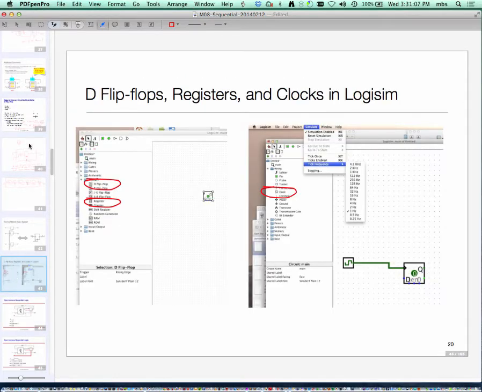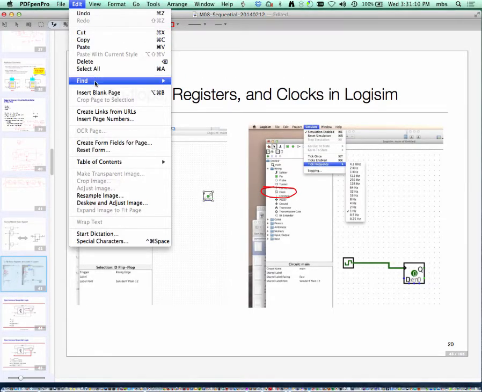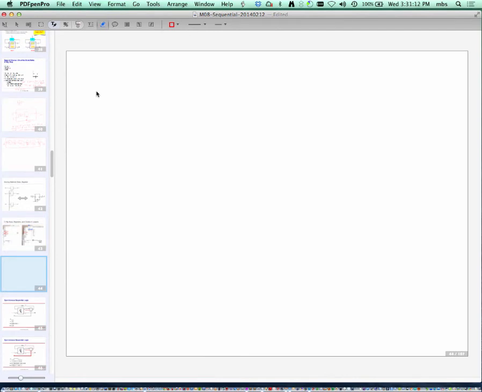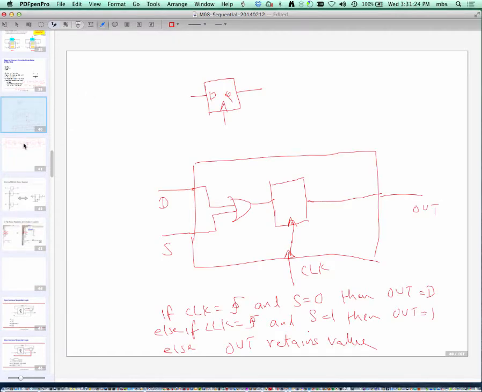Let's try something else. Let's say, yeah. Can I have another look at the graph? Another look at what? The flip-flop? Oh, sure. Which one? This one? Yeah.